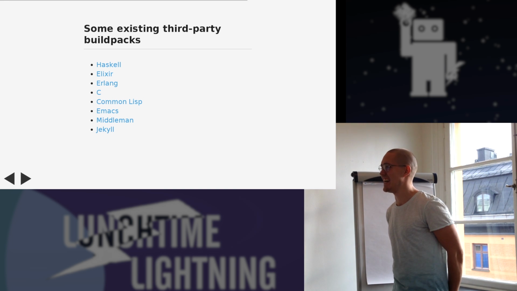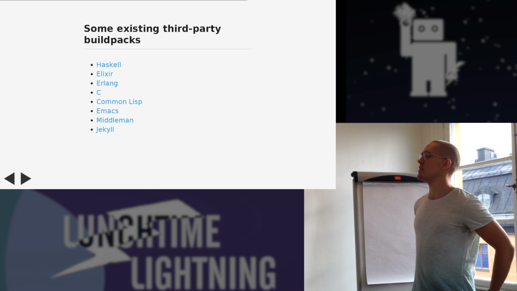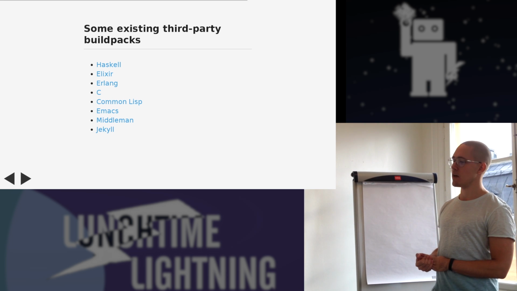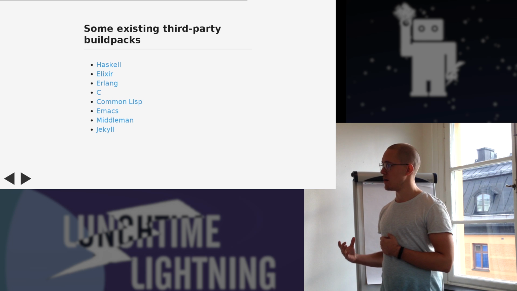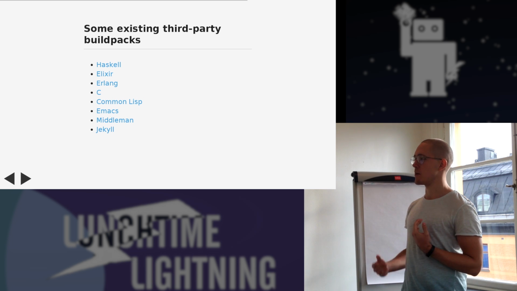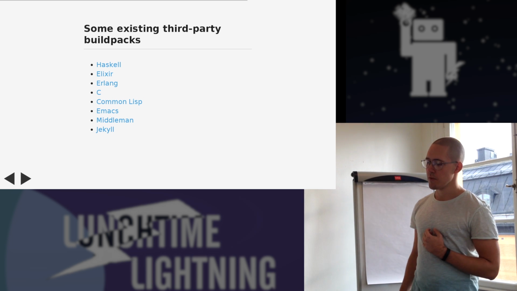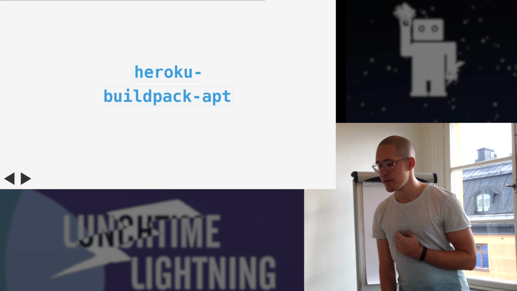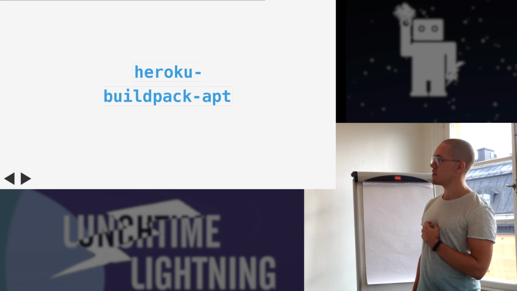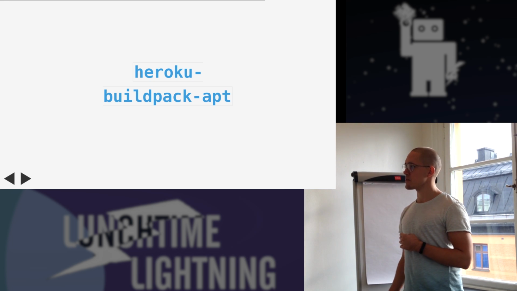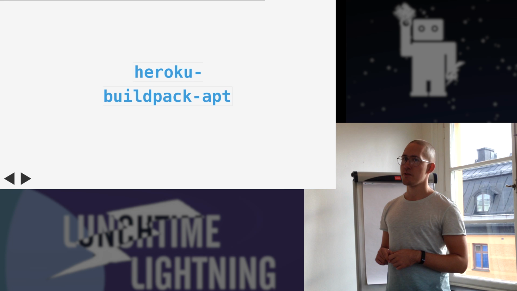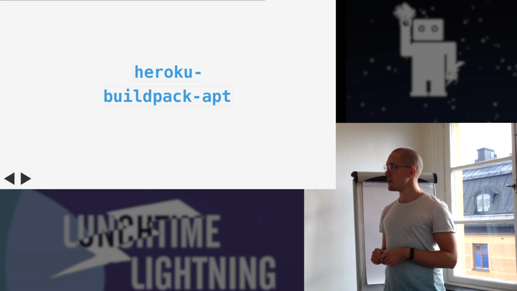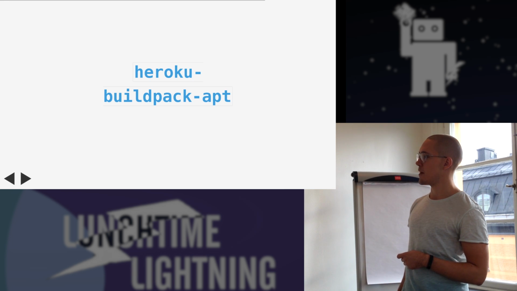And then it's not only for languages. There are also ones for Middleman and Jekyll that will accept a Git repository and then build your Middleman or Jekyll site, which is pretty cool. But the one we're looking for is the Heroku Buildpack apt. Because the dynos are running Ubuntu, we can use apt-get to install stuff into our application slug. And to do this, we use the Heroku Buildpack apt.